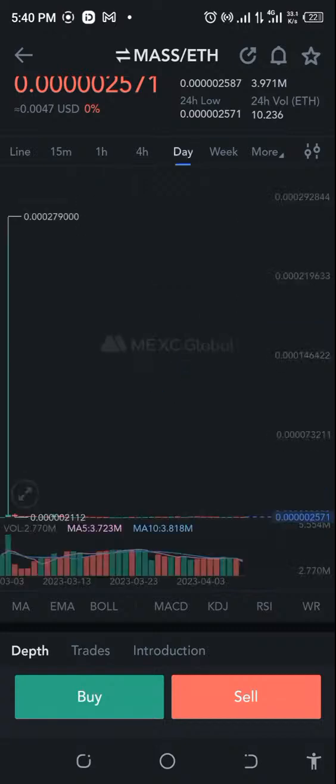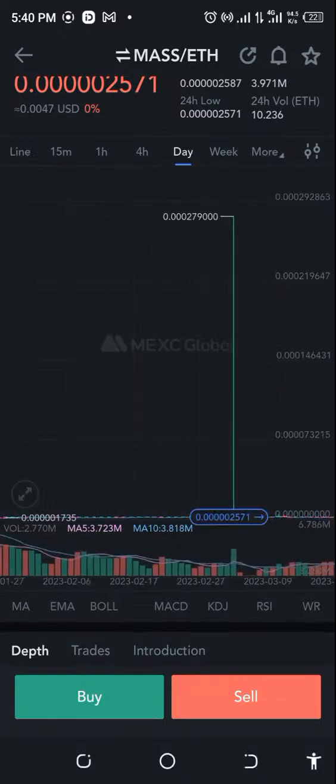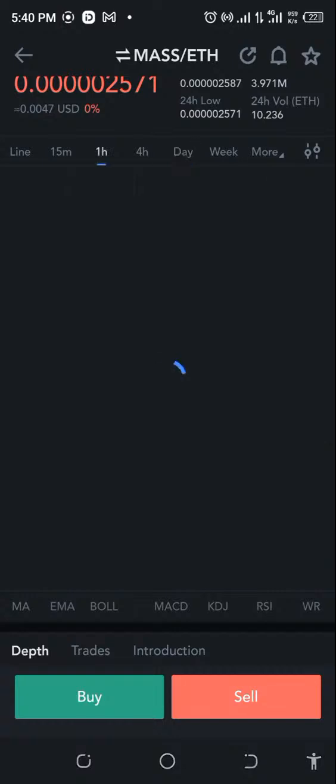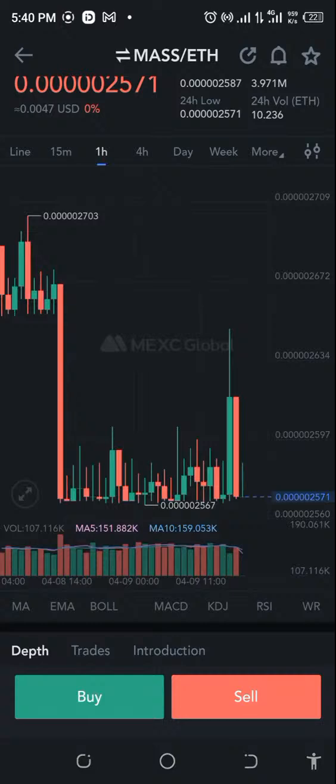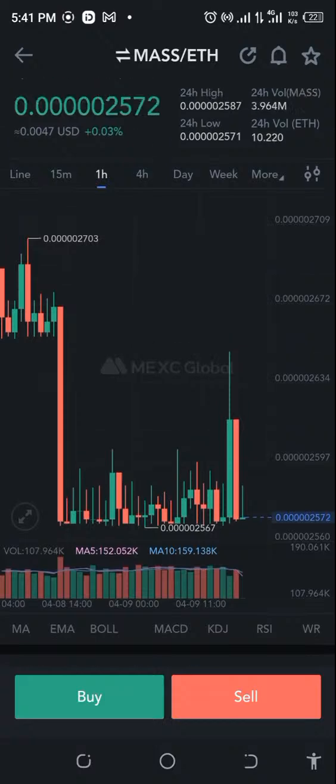On the day chart, you can see how high it went. That's really high. But what I'm thinking is that I should just set a sell limit for ETH. I've been on this mountain trying to get MASS slash ETH, and I haven't gotten it. Do you think we'll be able to make this for the price? Because the price has shifted. So maybe I should just go set a sell limit.